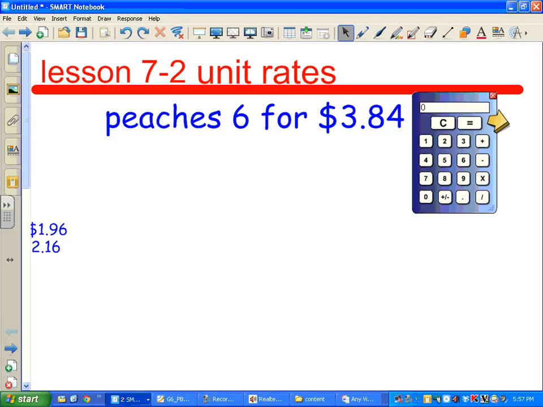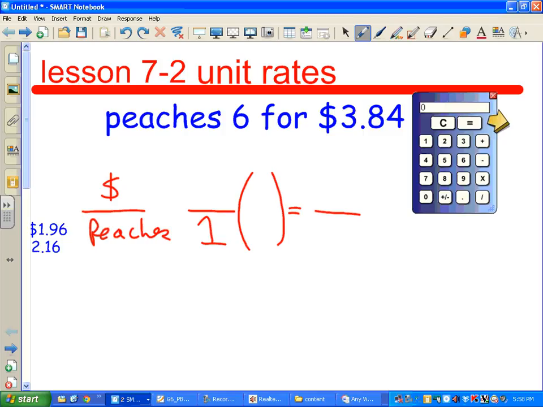So, I write everything out. First, I've got to figure out the money. Okay, I do the money. Then, I do the peaches. Now, I want to know how much one peach will cost. Right? Now, if one peach, what do they tell me though? They only tell me what 6 peaches cost. See this format? This is a fantastic format for doing ratios.